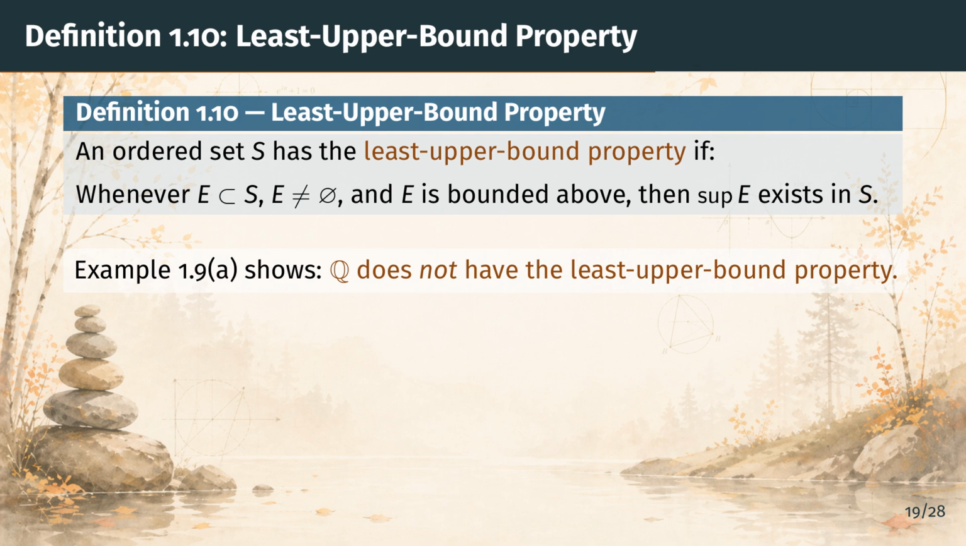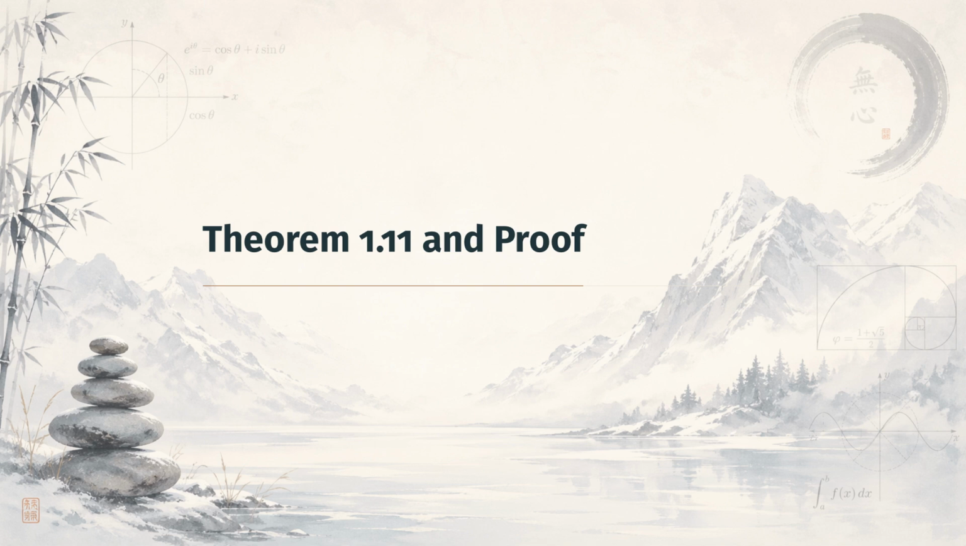In the next section, we will see that the real numbers are constructed precisely to have this property. But first, let's see an important consequence. The least upper bound property implies the greatest lower bound property.